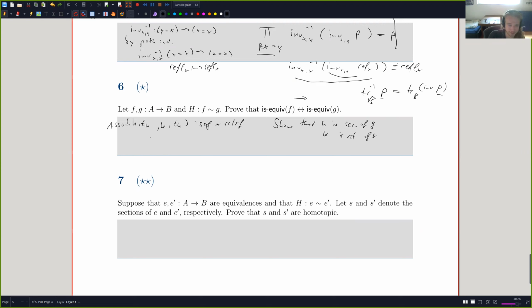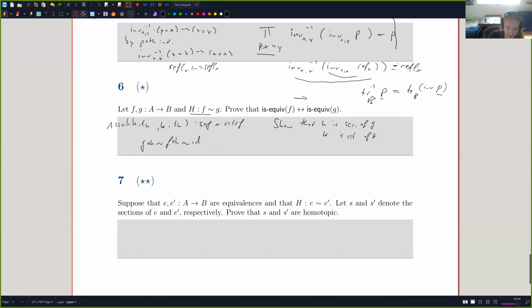So we need to show that G after H is homotopic to the identity, but G after H is, by this homotopy, G is homotopic to F, so we can invert it and then whisker. So that gives us F after H, and that's just the identity by the assumption that H is a section for F.